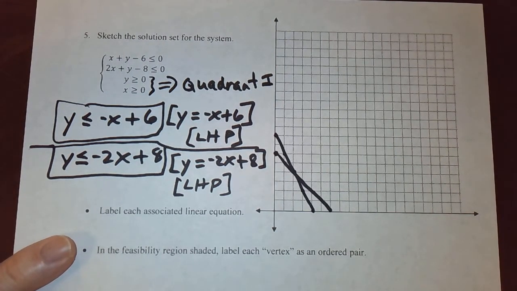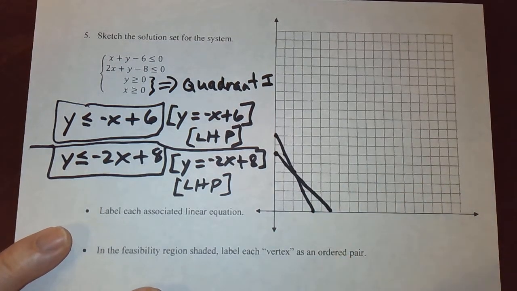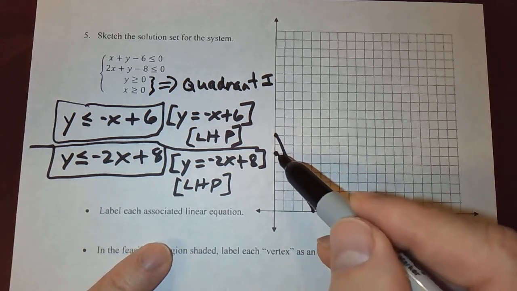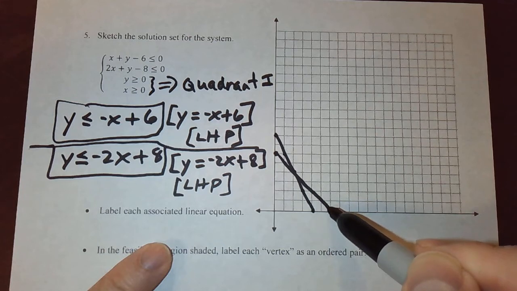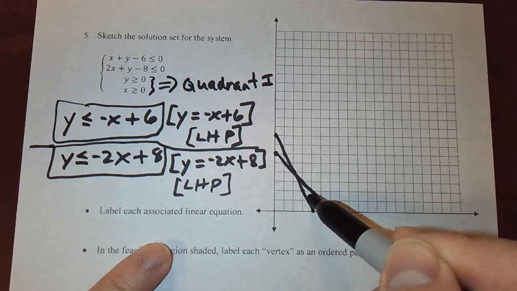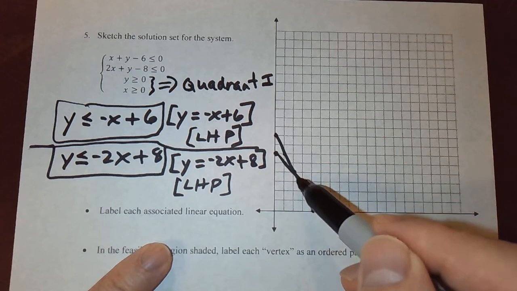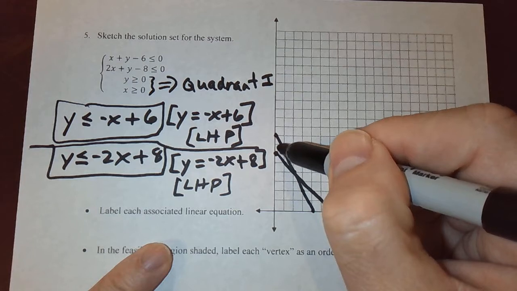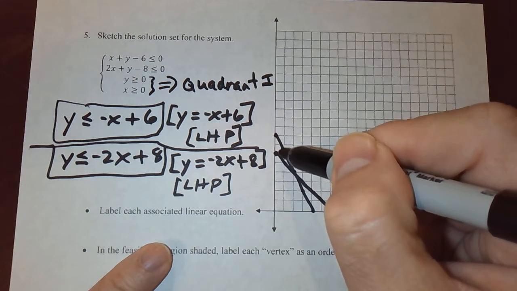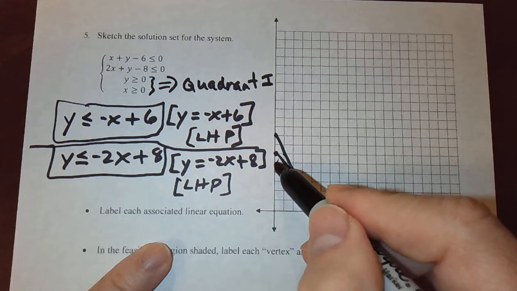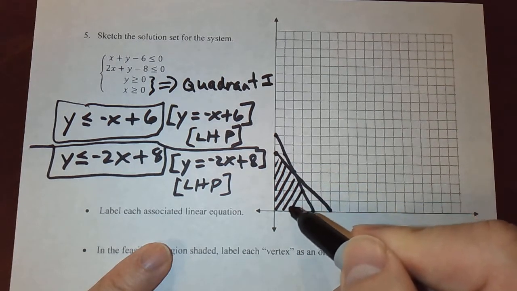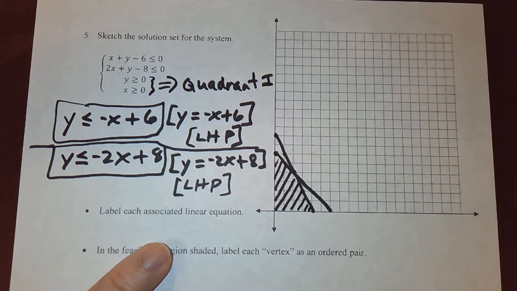So remember what the solution is, though. The solution is only the regions that are in both half planes. So the lower half plane of this line includes this region here, but it's not in the lower half plane of this one, so we're not going to shade it. We're also not going to shade this region here because it's not in both lower half planes. This region is precisely the solution, the feasibility set we call it.